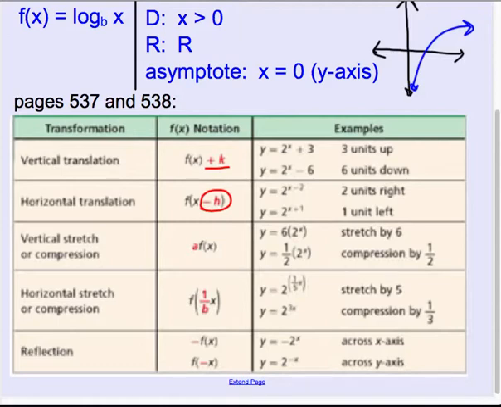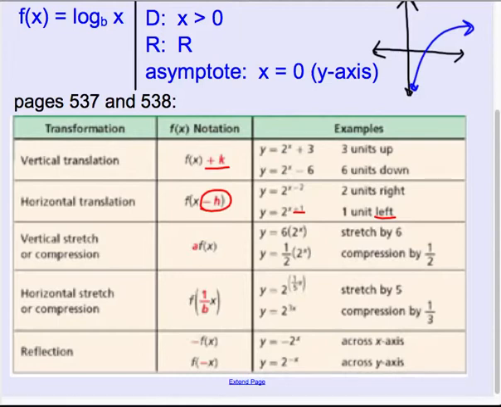So if it's grouped with the x, looking at the parentheses, we treat the parentheses like an asylum. And if you're in the asylum, you're not acting normal. So when we've got that minus h in the asylum, it's really shifting it to the right. If there's a plus h, or plus 1 in this case, in the asylum grouped with the x, in this case in the exponent, it shifts it to the left.